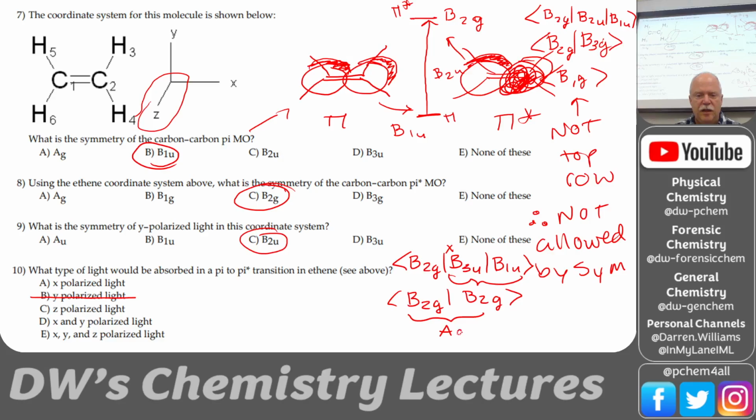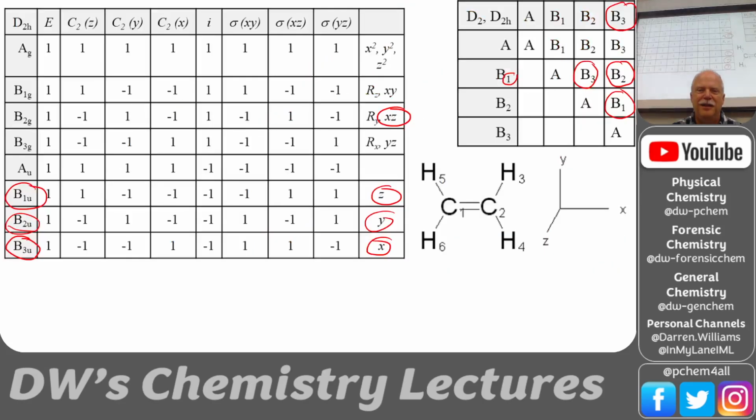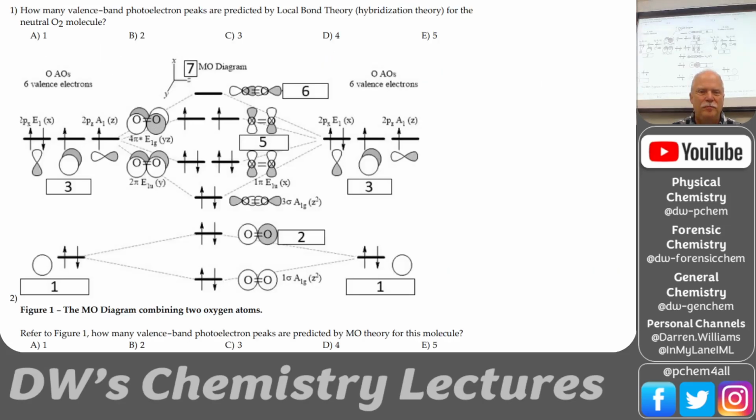G times G is G. And so this is not equal to 0, therefore allowed by symmetry. So it's going to be X polarized light. But did you see how I did the logic? That way we didn't have to do all 5 of those. Okay. And it's on the video if you want to go back through that again later. Okay. All right.